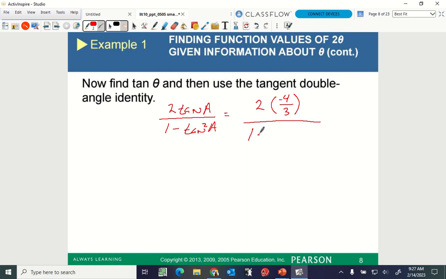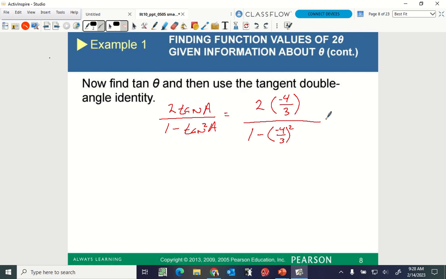One minus -4 over 3, squared. Now, this is usually the little typo that a lot of people will make a mistake. Whenever you're squaring and you have a negative there, you have to square the negative with the number. You guys square the negative with the number.